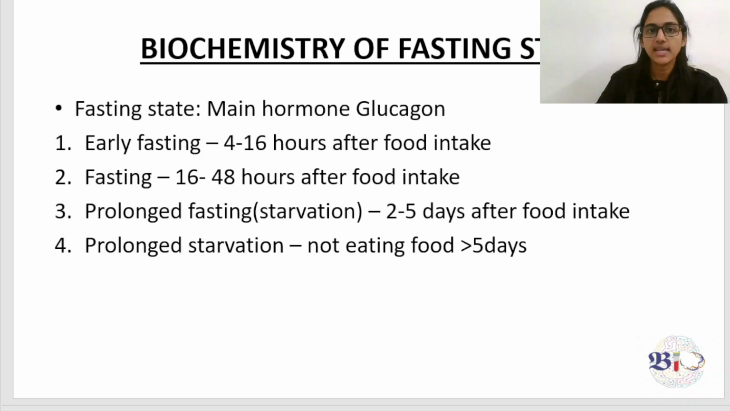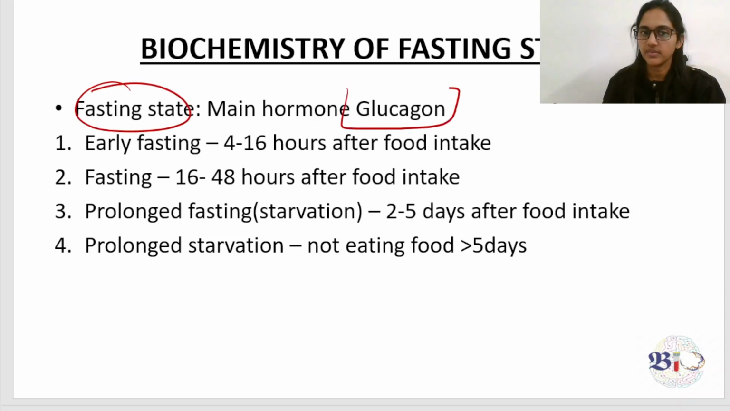So, fasting state, the main hormone in the fasting state is glucagon, right? What is the main hormone? It is glucagon, and there are four phases. Yes, four phases in which the first phase is early fasting state.